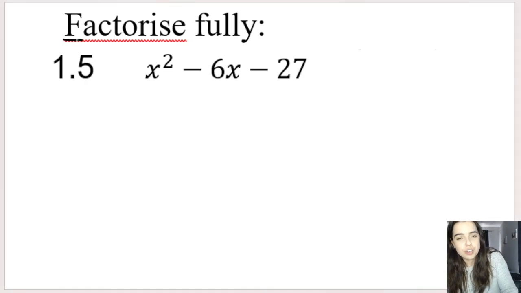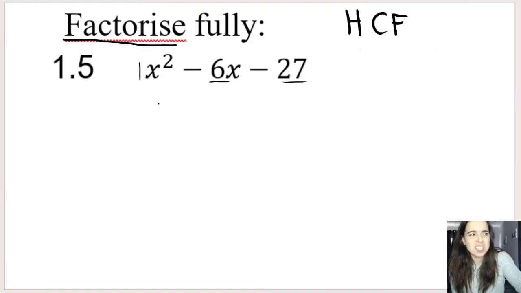Remember, when you see factorize fully, you're always going to try highest common factor first. In this question, I cannot take out a common factor because there is no number that can divide into 6 and 27 and 1. I mean, 1 is there, so immediately I know I cannot take out a big number. And I can't take out x because the 27, the third term over here, doesn't have an x.